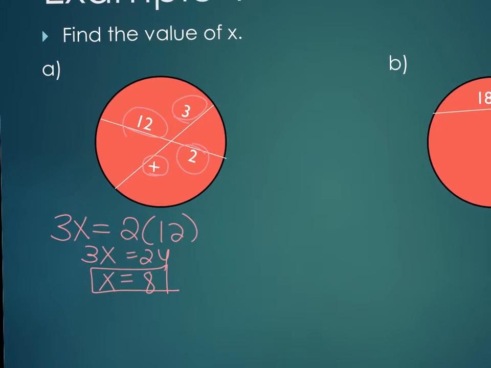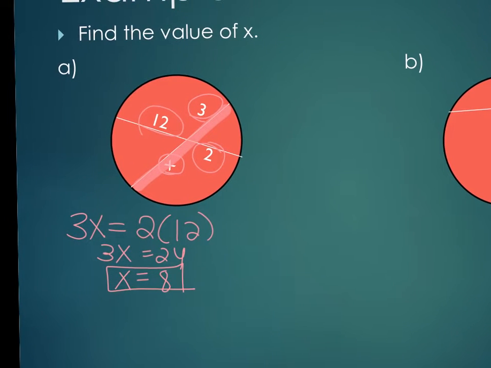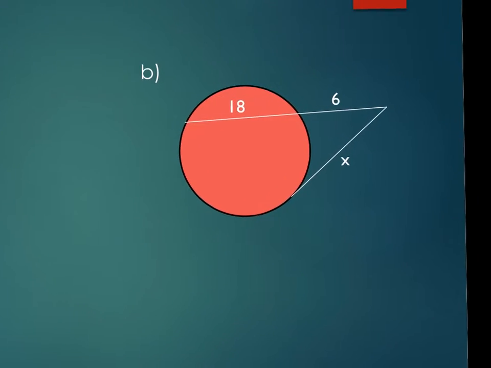So make sure you group them along the chord. I can't group x with 2 or x with 12. X has to go with 3. Questions on that one? All right, B.